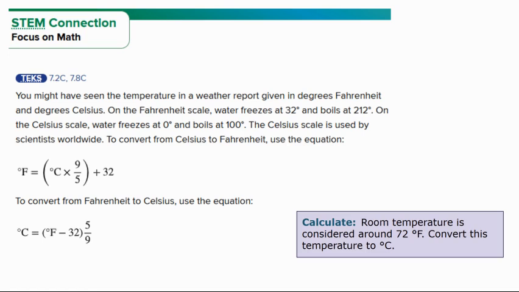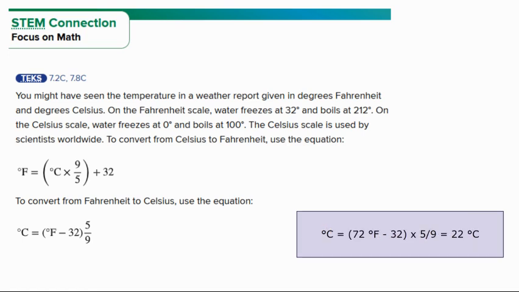Room temperature is considered around 72 degrees Fahrenheit. Convert this temperature to Celsius. Okay, so we'll take 72 degrees Fahrenheit, subtract 32, and then multiply by 5 divided by 9, and that equals 22 degrees Celsius. So you just plug it in if you're calculating for Celsius.